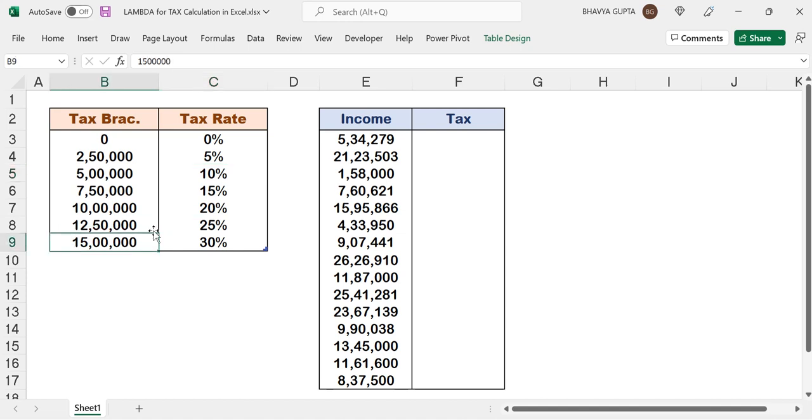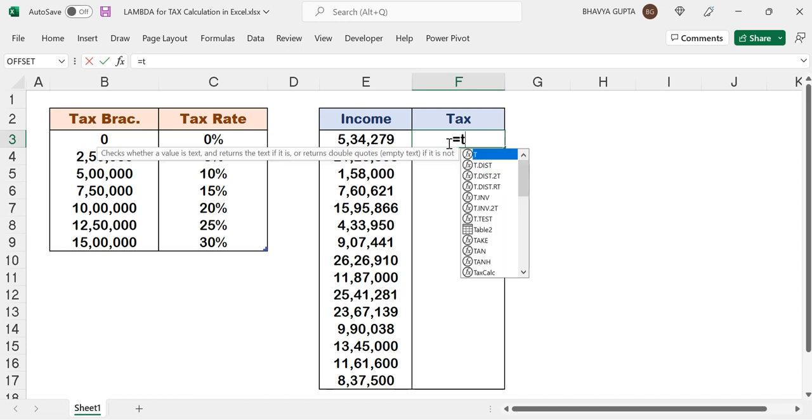And if the income is greater than 15 lakhs, that difference will be taxed at 30%, right? So let's say here we have this amount and this is greater than 15 lakhs. So the difference of this minus 15 lakhs will be taxed at 30%, right? So let's see how we can use the lambda that I have created for calculating the tax amount.